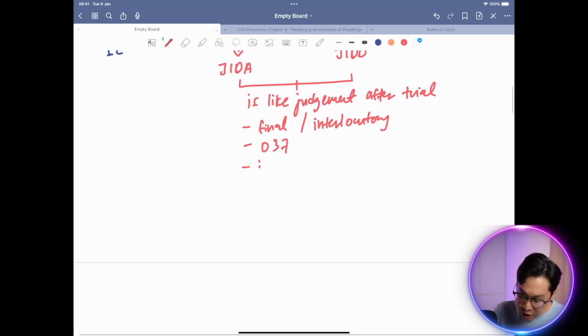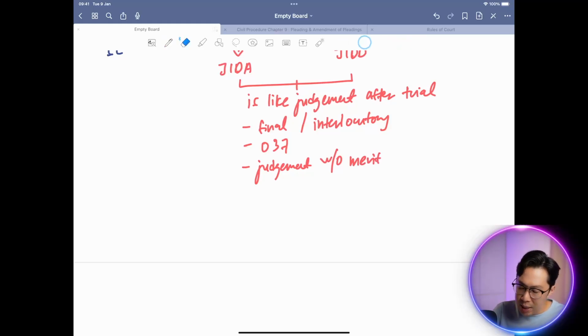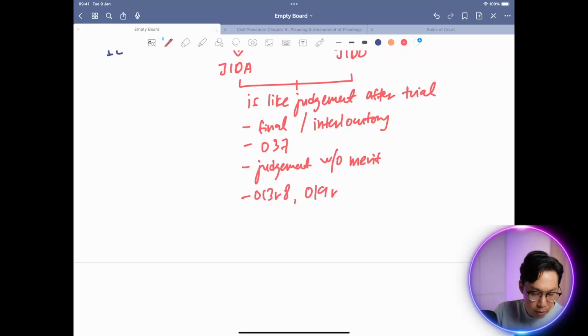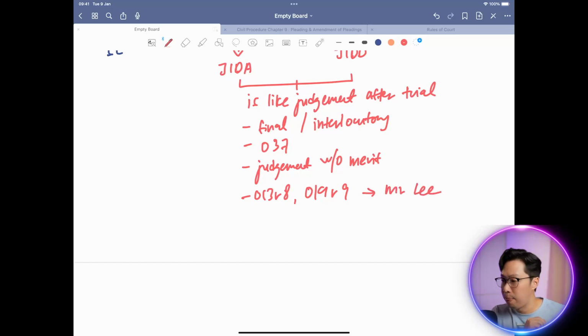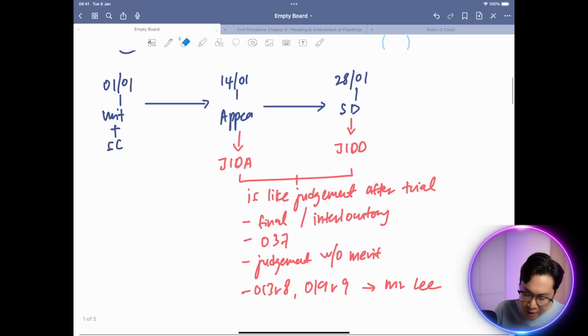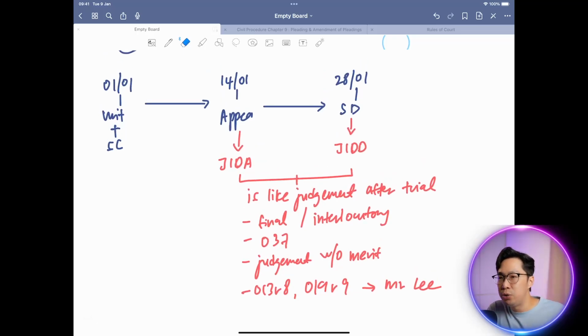And because this is a judgment without merit. Why is it without merit? Because the judge didn't listen to the case. Alex got the judgment because Mr. Lee didn't follow the particular procedure. So that's why you will have something like Order 13 Rule 8 or Order 19 Rule 9, where it allows Mr. Lee to set it aside, isn't it? And you have regular and irregular judgments, all this irregularity, what we have discussed in appearance. Okay, same principle.